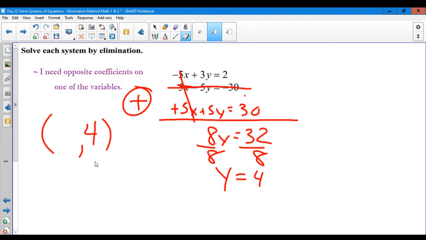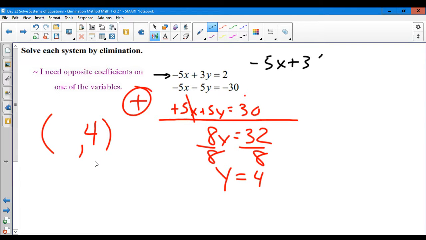Now I need to substitute that 4 back into one of my original equations. Again, it doesn't matter which one. I'm going to actually put it in both. I want to put it in the top equation first and get negative 5x plus 3 times 4, my y value, equals 2. When I solve for x here, I will get the same answer when I put 4 in for y here, if I have my math right. So I'm going to see what I get here. Negative 5x plus 12 equals 2.